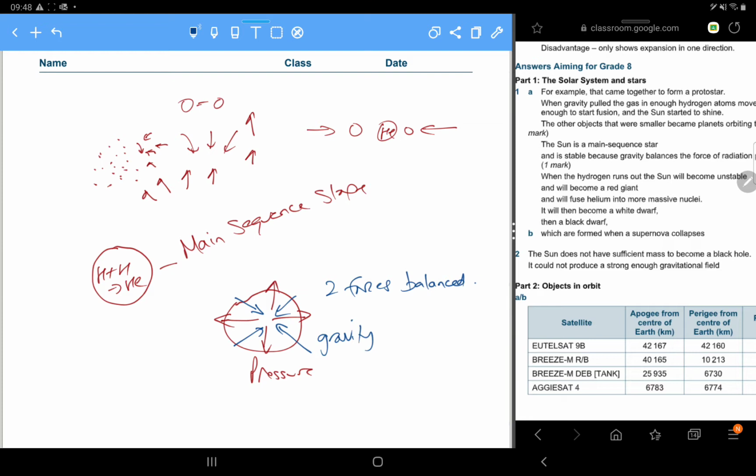Okay, the main sequence stage will happen until the hydrogen runs out, and then there will be an explosion, and our sun would form a red giant, and in that the heavier atoms would be made, and if it was a much greater mass, you would have a supernova, and you would get the heavy elements.